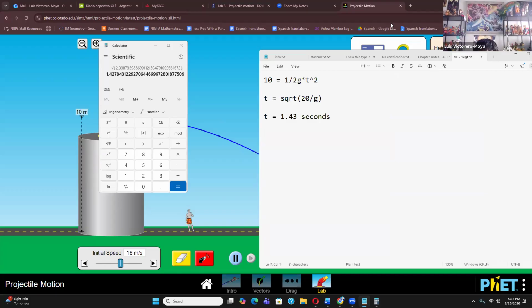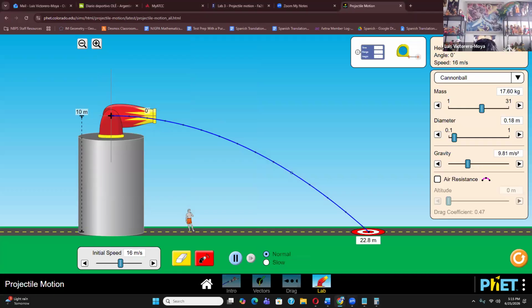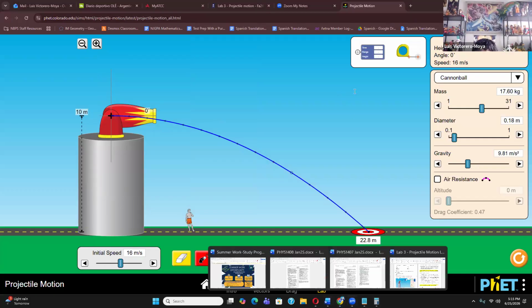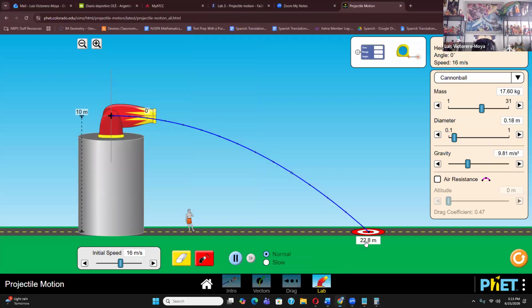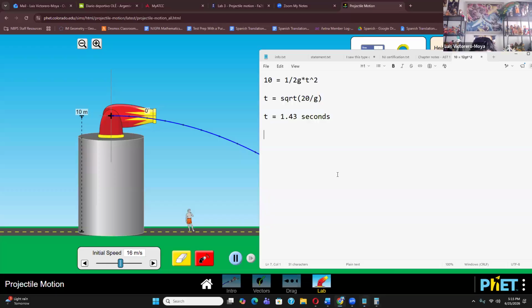So why do we need this? Because then you're going to use that time to calculate the horizontal distance, or to calculate the horizontal velocity, sorry. The horizontal distance is given in the software, there. So the range is 22.8 meters, right? That's what we have here.